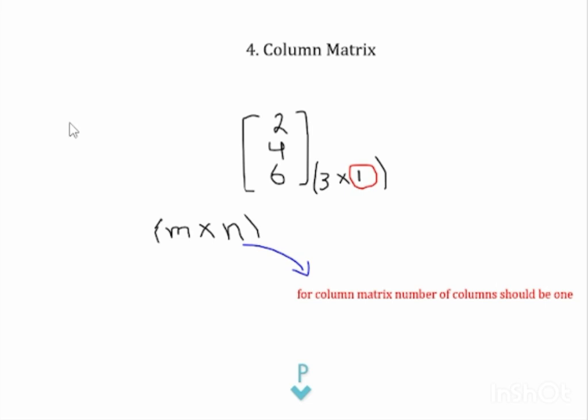The next one is the column matrix. A column matrix is a matrix with only one column. It is represented by the order m by 1, where m is the number of rows. Here you can see that this matrix has order 3 by 1. There are 3 rows, but this matrix has only one column.